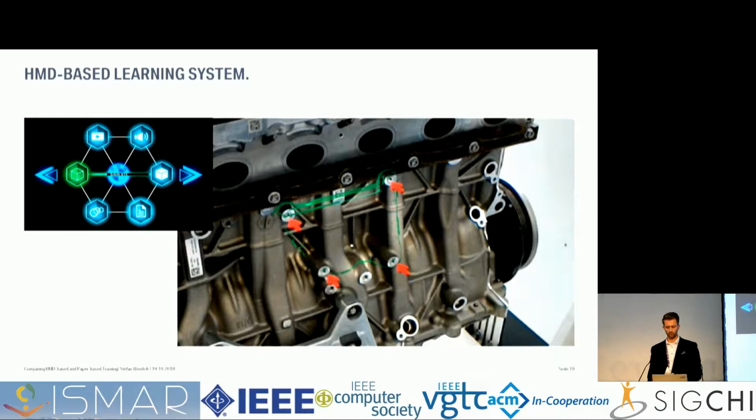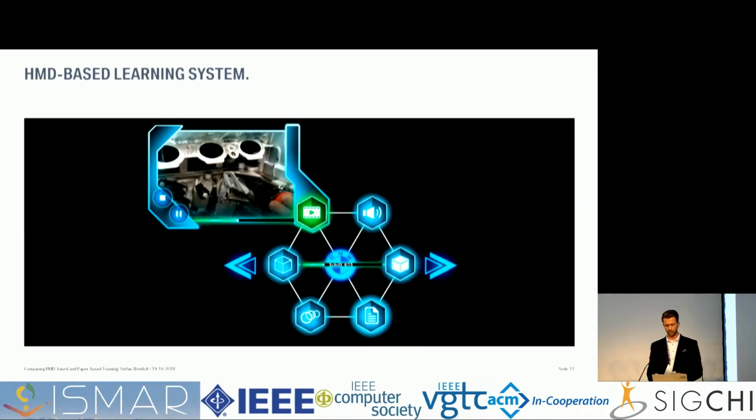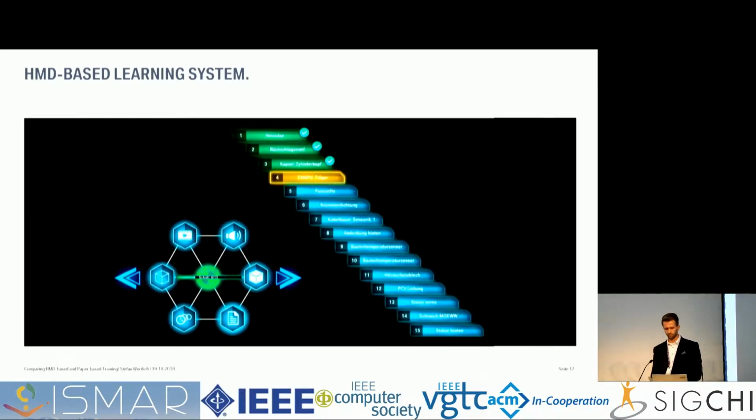In contrast to the first cube, which showed a static overlay, this feature shows an animation of the assembly task using an outline visualization technique. And the last feature is a video functionality. Users can observe an expert performing the task. They can also play and pause the video by selecting the corresponding button again.